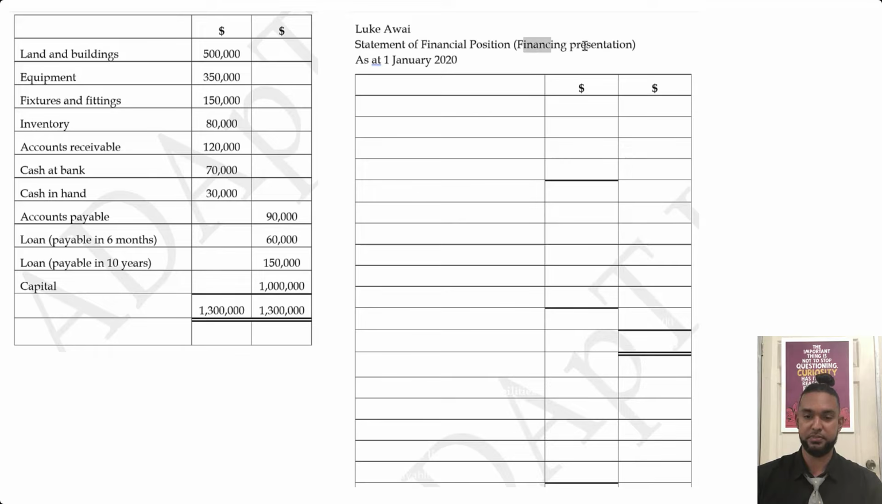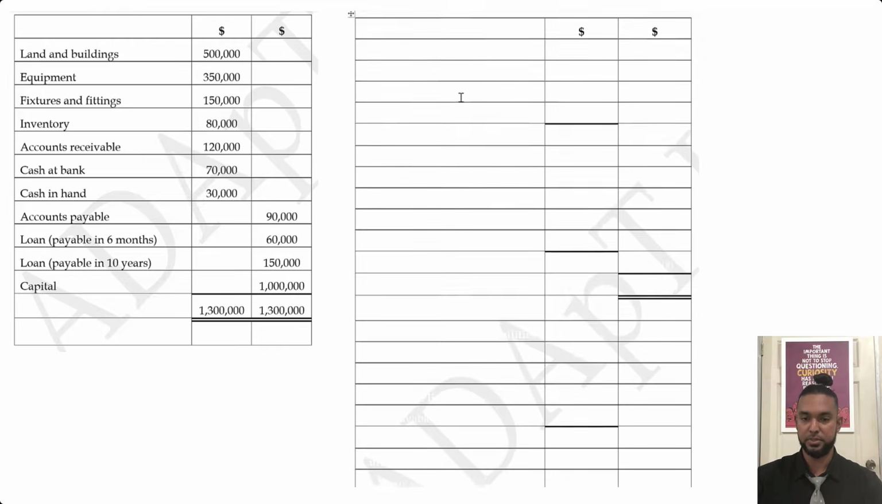Now, you don't have to put this financing presentation, that was just my little note there. So the financing presentation shows assets equal to capital plus liabilities, right? And it's as at the 1st of Jan 2020. Okay, so let's scroll down so we could see things a bit more clearly, right?